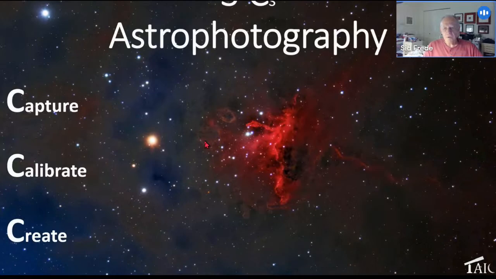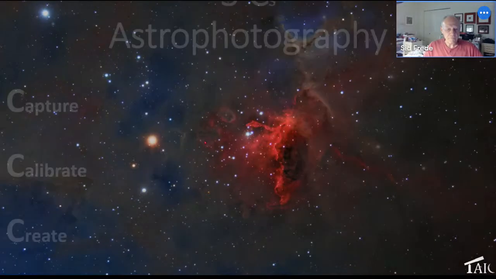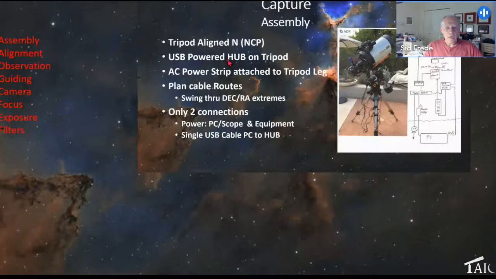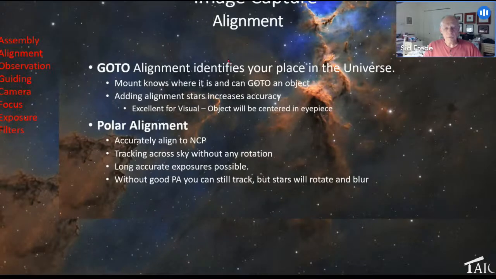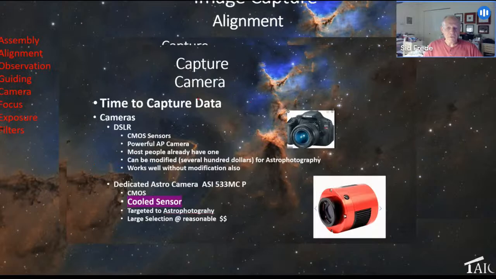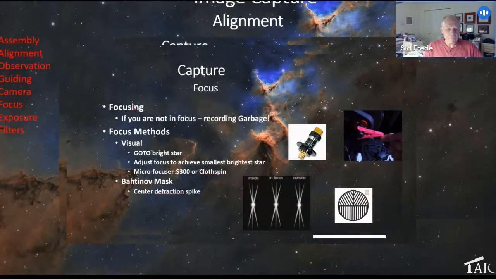I sort of look at astrophotography in three major categories: capture, calibrate, and create. And last session, I spent some time talking about really preparing for the capture portion of it. Talked about alignment, both getting mechanically and electrically connected, go-to alignment and polar alignment so we can do some photography, setting up guiding so we can track our target across the sky, talking about cameras, DSLRs, and dedicated Astro cameras. Focus, emphasizing the fact that if you're not in focus, you're recording garbage, no matter how good your equipment is, so focus is extremely critical.